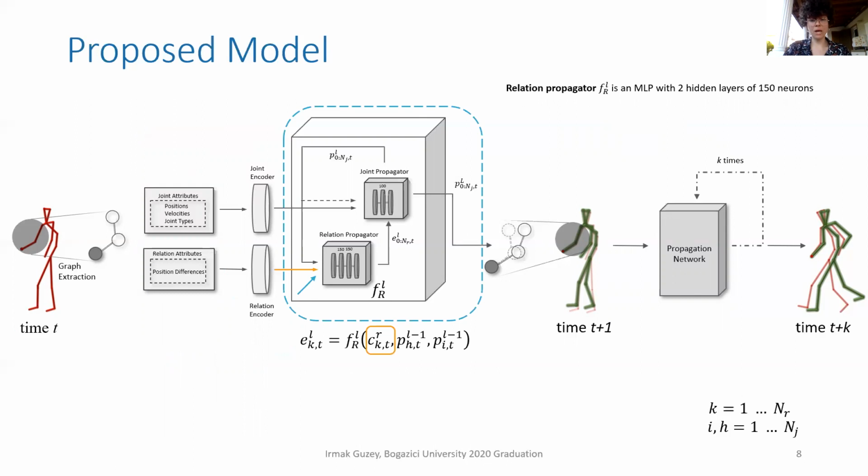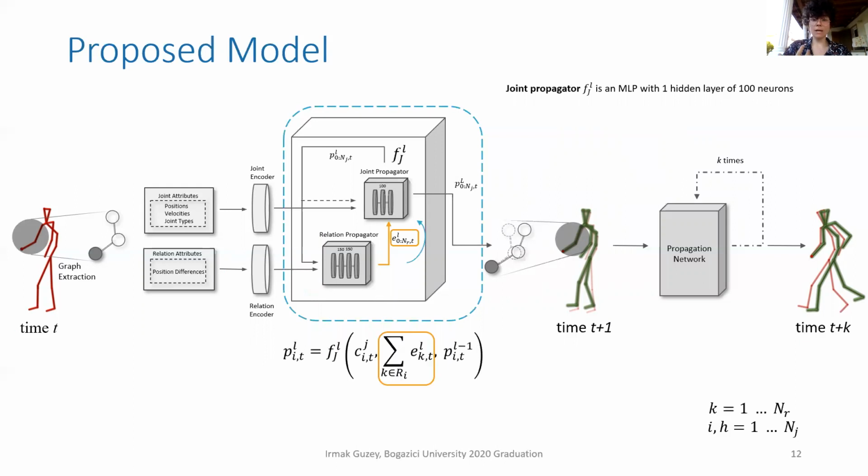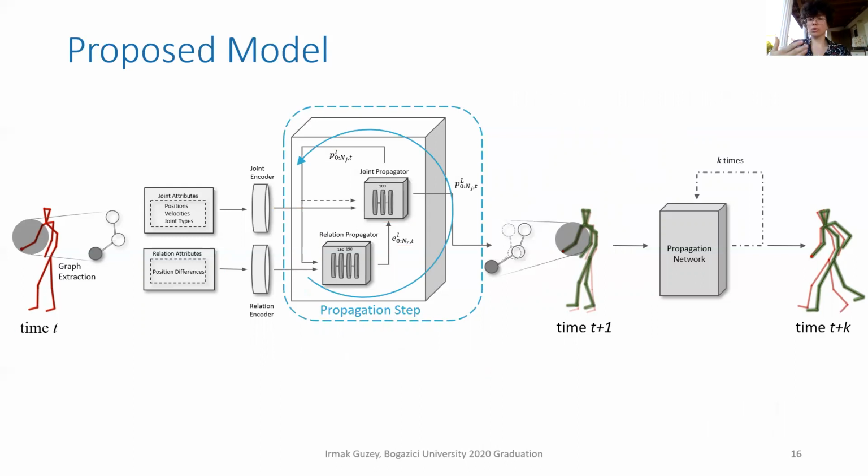For example, first, encoded relation attributes and the joint propagating effects from the previous step are given to the relation propagator. And the relation propagator evaluates the propagating effect of relations in the current step. Then, these relation propagating effects are accumulated, and with the encoded joint attributes and the propagating effect of joints in the previous step, passed to the joint propagator, which then calculates the propagating effects of joints. This process of using propagator MLPs subsequently is denoted as a propagation step.